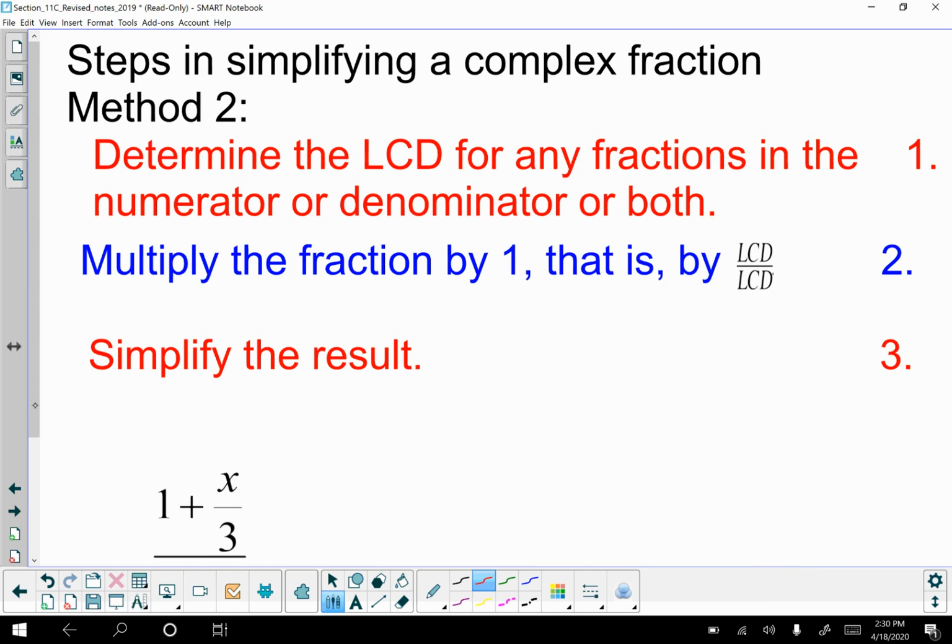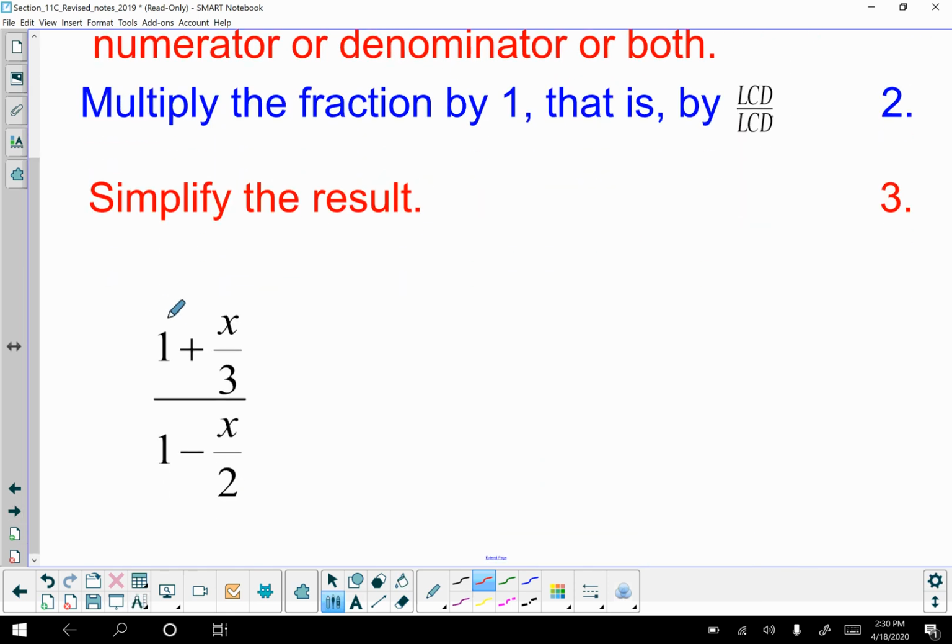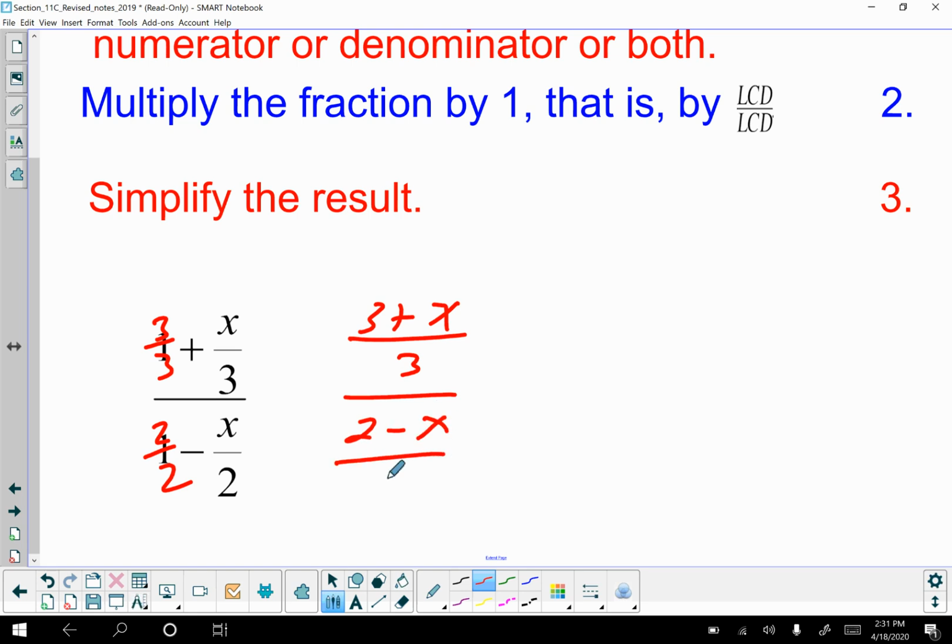Last problem done the exact same way. So multiply that by 3 over 3. So I get 3 plus x over 3, to make that 2 over 2. Did I just do this problem? Maybe I did. I did. Same exact problem as last time.